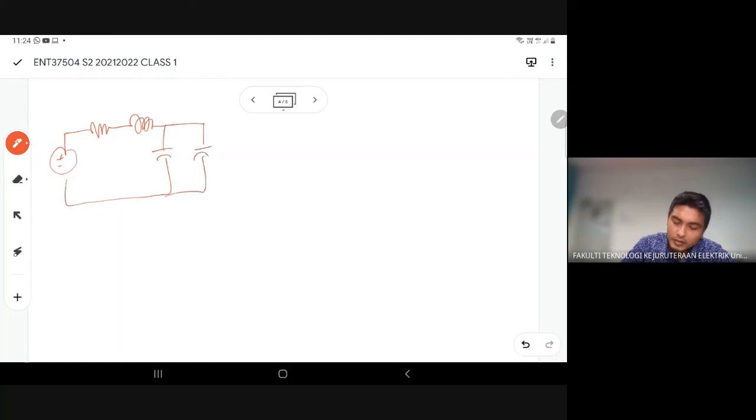This is not correct. However, let's take this example. You have one inductor and two capacitors, and every capacitor has a different value. So in this case, you will have 3 of them.